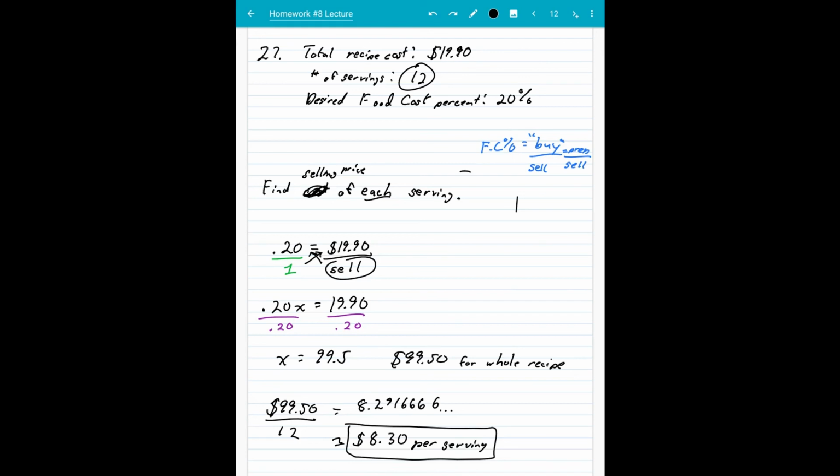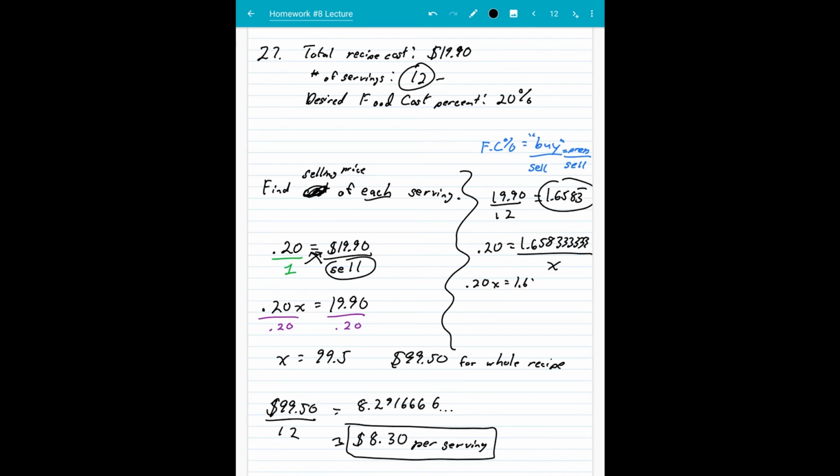Now, what you could have done if you wanted, you could have divided these two numbers in the beginning, the $19.90 divided by 12. You could have said 19.90 divided by 12. So the cost for each individual one would have been 1.6583, repeating the 3 repeats. So you have to store this number for the next one. If our food cost is 0.20 and it costs us for each one 1.65833333, I'll put like 6 number 3s there, we're going to sell it for 0.20x equals 1.658333.